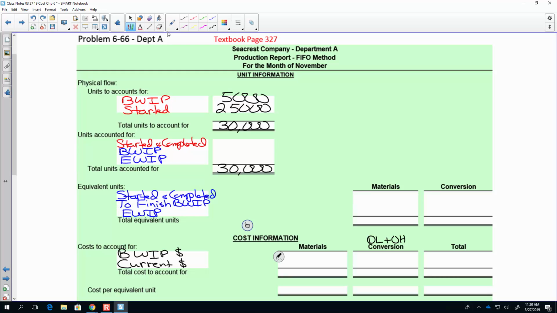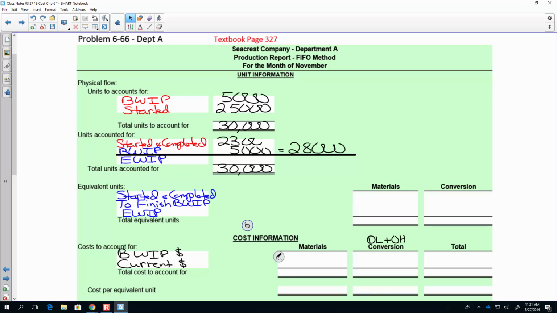I'm going to draw a line here. How many units transferred out? 28. Which is the sum of our started and completed and beginning. So we must have done the 5,000 first, right? FIFO flow, first in, first out. We finished those first, plus we did what? We started and completed how many more?